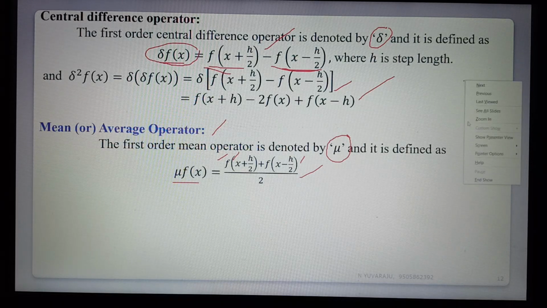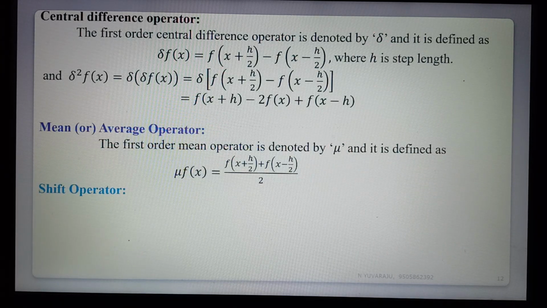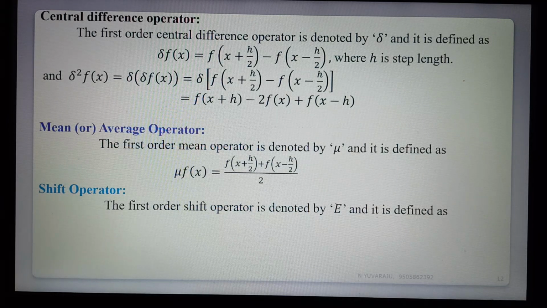Next, the shift operator. The first order shift operator is denoted by capital E, and it is defined as E f of x is equal to f of x plus h. Shift operator means shifting from one value to the next value. Here f of x, x is the value; the next value is x plus h, adding the step length. So f of x is shifted to f of x plus h. Next, f of x plus h is shifted to the next value f of x plus 2h. This is called the shift operator.